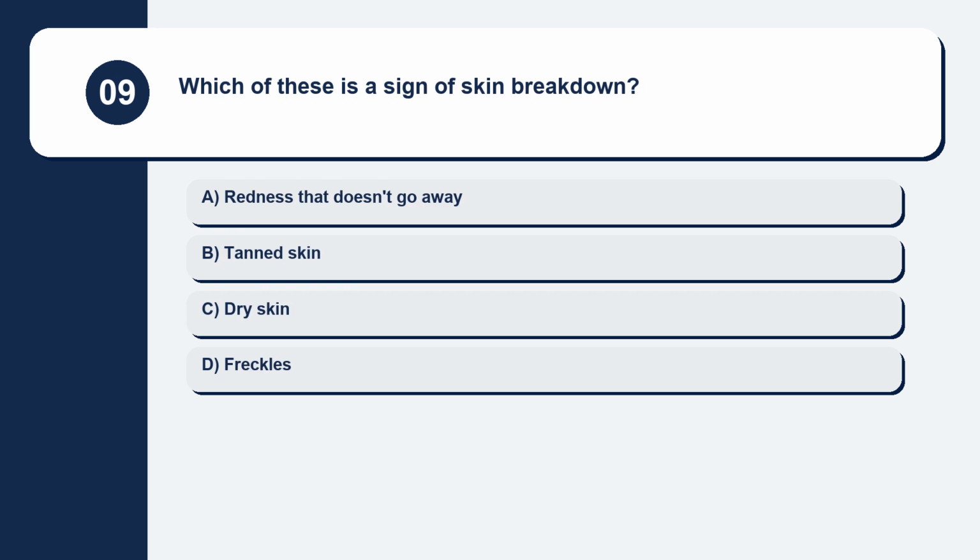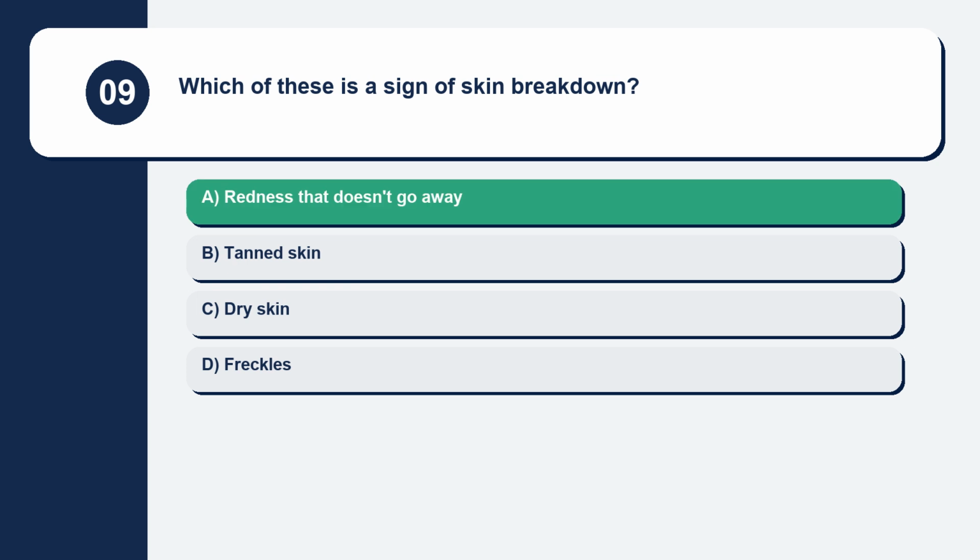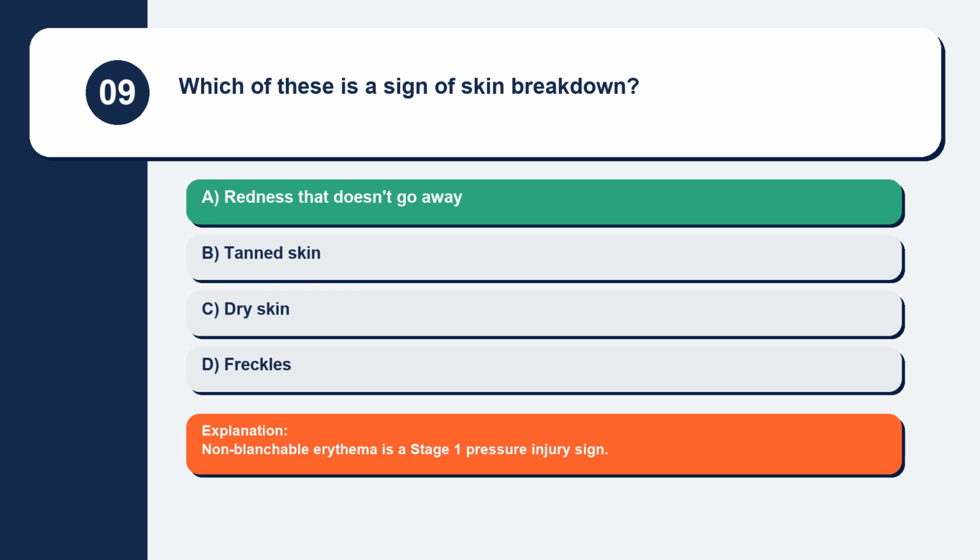Question 9. Which of these is a sign of skin breakdown? Redness that doesn't go away, tan skin, dry skin, freckles. Non-blanchable erythema is a stage 1 pressure injury sign.